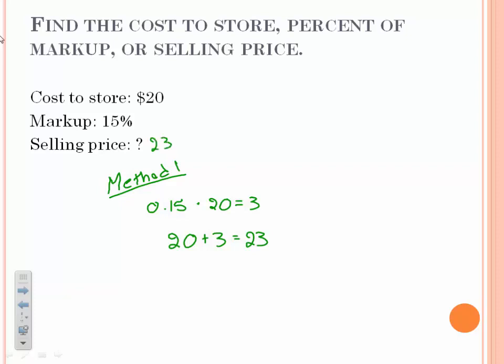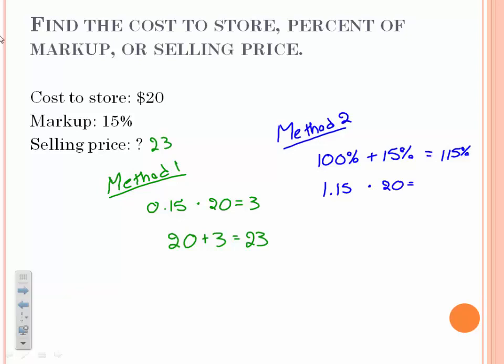Now what if we did method 2? Method 2, remember, is dealing with our percents. So we have 100%, but now we're marking it up by 15%. So that will equal 115%, which in decimal form is 1.15. So 115% of 20 equals 23. And that's your selling price. So see how they both work?